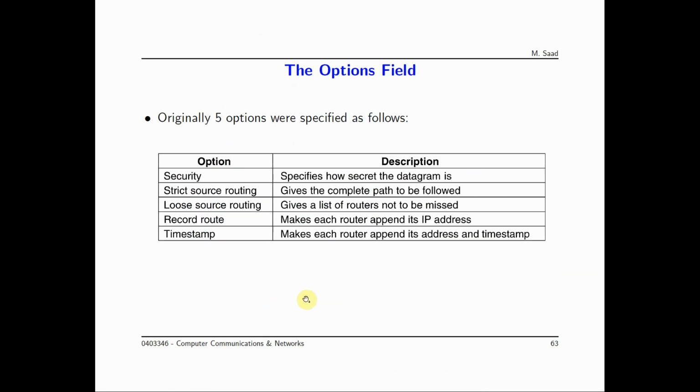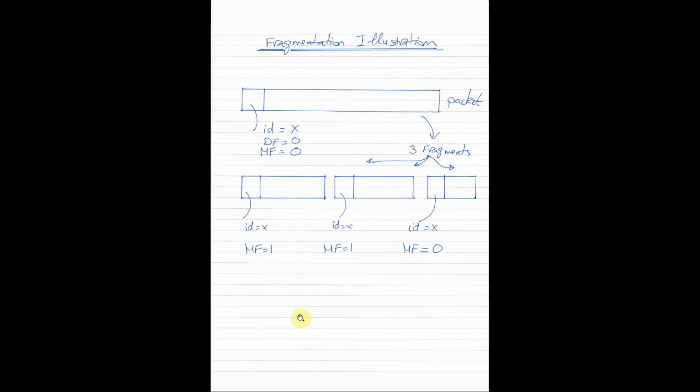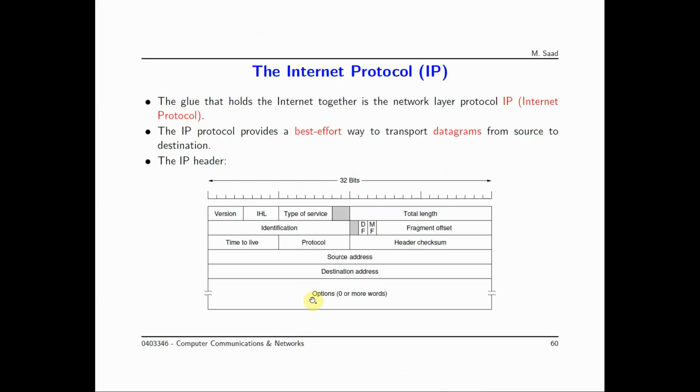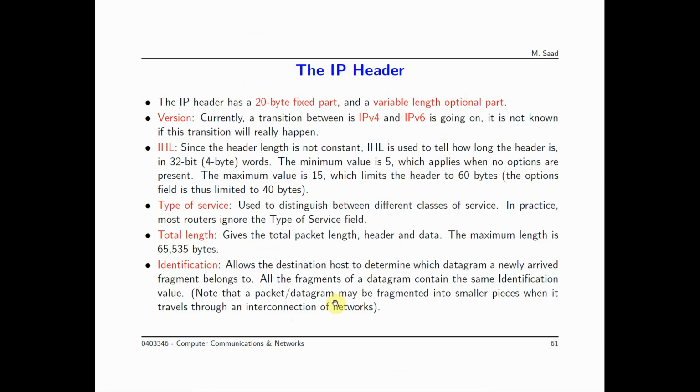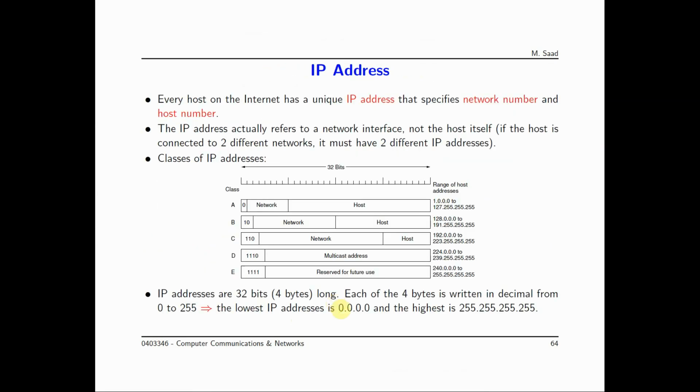So as you just noticed, in some cases, we might need some extra options that need extra information to be put in the header. And for that, we have the options field. So this basically, and we talked about the IP address already.